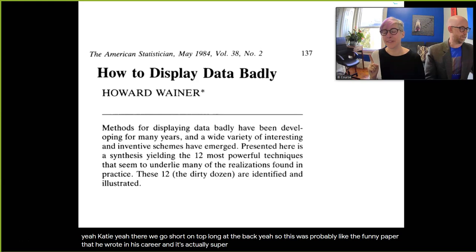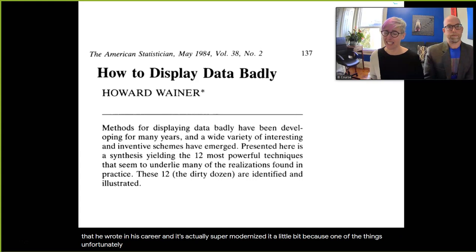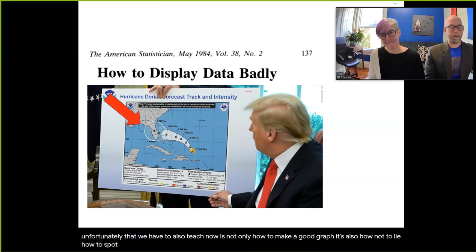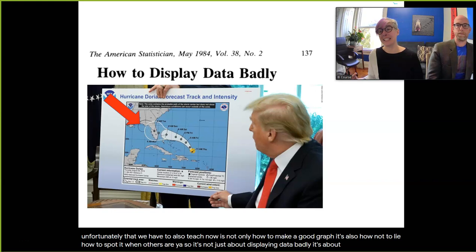It's actually super useful, but we're going to build on it and modernize it a little bit, because one of the things, unfortunately, that we also have to teach now is not only how to make a good graph, it's also how not to lie, and how to spot it when others are. So it's not just about displaying data badly, it's about displaying fraudulent data.